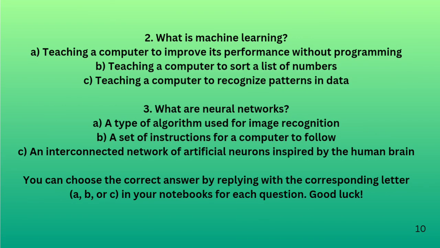2. What is machine learning? A. Teaching a computer to improve its performance without programming. B. Teaching a computer to sort a list of numbers. C. Teaching a computer to recognize patterns in data. 3. What are neural networks? A. A type of algorithm used for image recognition. B. A set of instructions for a computer to follow. C. An interconnected network of artificial neurons inspired by the human brain.